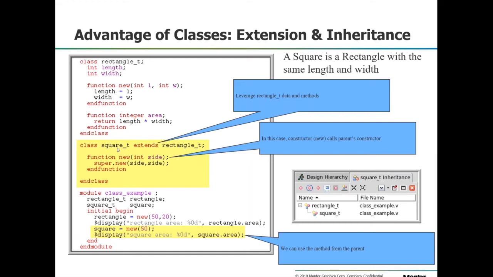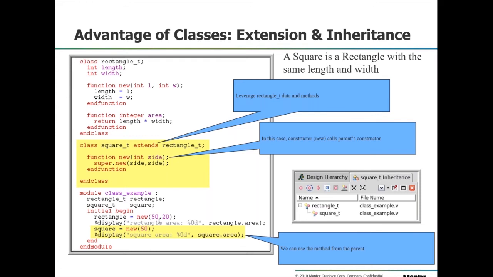That means a square is everything that a rectangle is, but instead of using the new function from rectangle, I'm only having one argument called side. The constructor for that is saying, let's call super.new, which means let's call my parent's constructor and pass side and side as the two arguments into there. So now I come down to here, and I'm declaring a rectangle, I'm declaring a square.